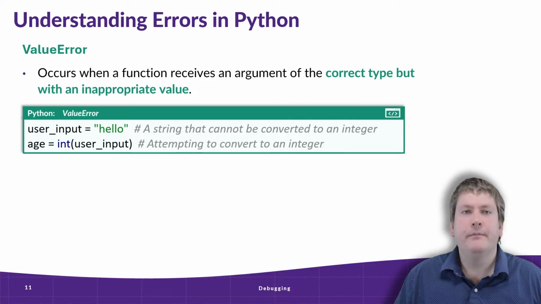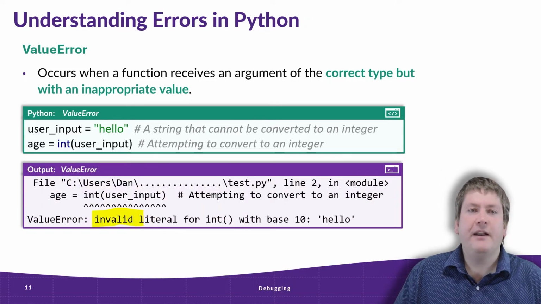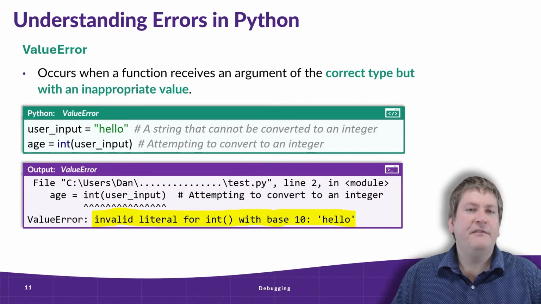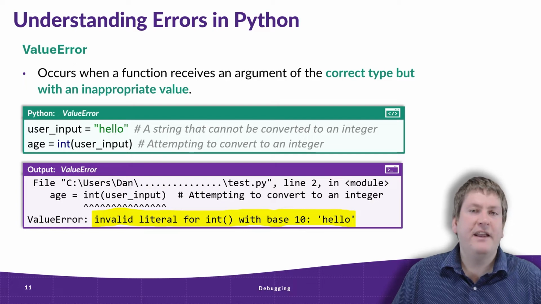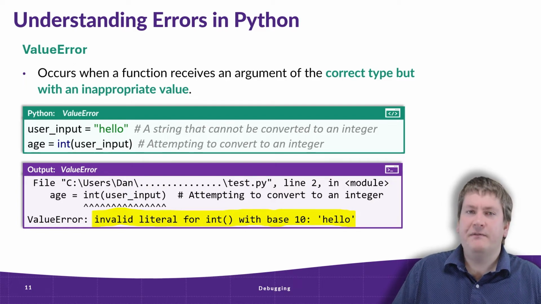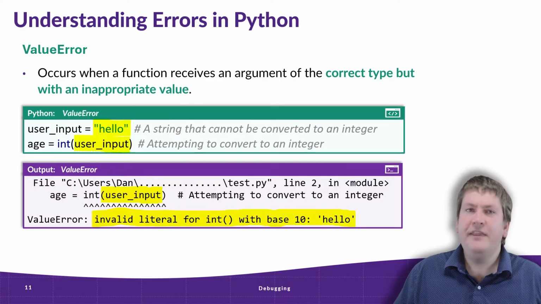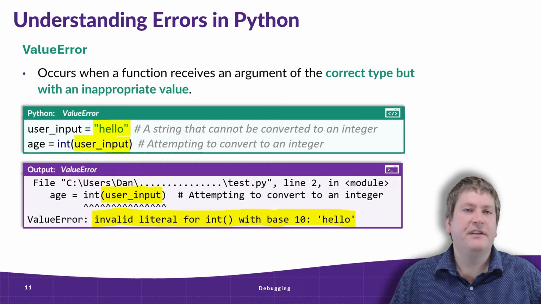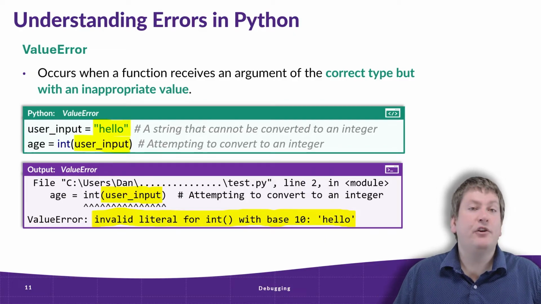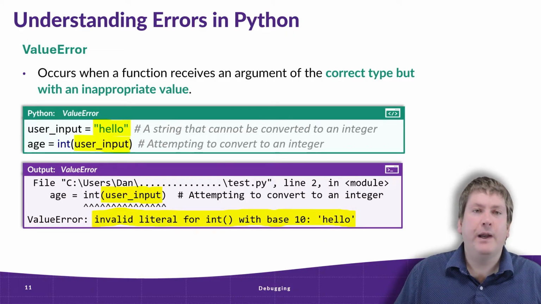But there's a problem here. And if we run this, we'll see that we get a value error, saying invalid literal for int with base 10 hello. So that text can be confusing, but if we look at the other hints, line 2, as well as where it's pointing at, we can see that the issue is probably because the int function is trying to convert the text hello. And that doesn't really make sense. Hello isn't a number, so we can't convert that into a number. Then we get a value error.